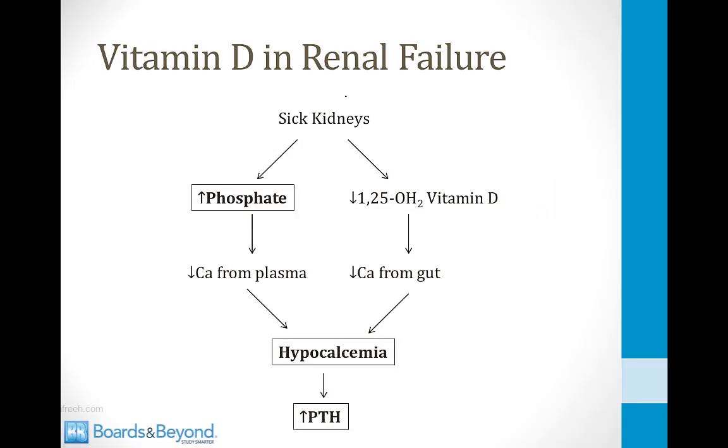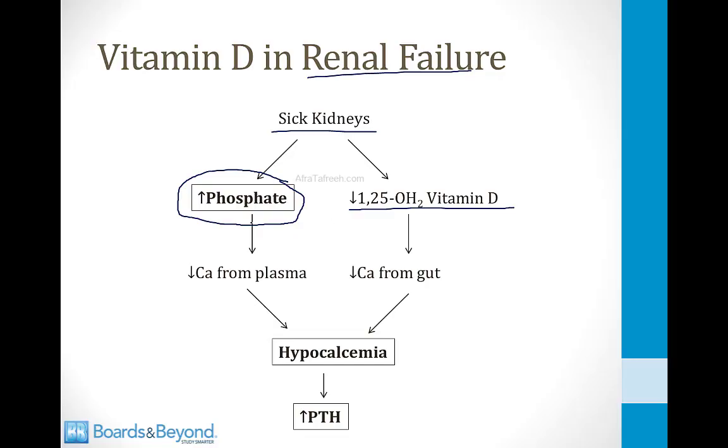Vitamin D plays an important role in renal failure. Patients who have sick kidneys cannot excrete phosphate, so they develop hyperphosphatemia. In addition, they cannot perform the final activation step in vitamin D activation, so they have low levels of the active form of vitamin D.